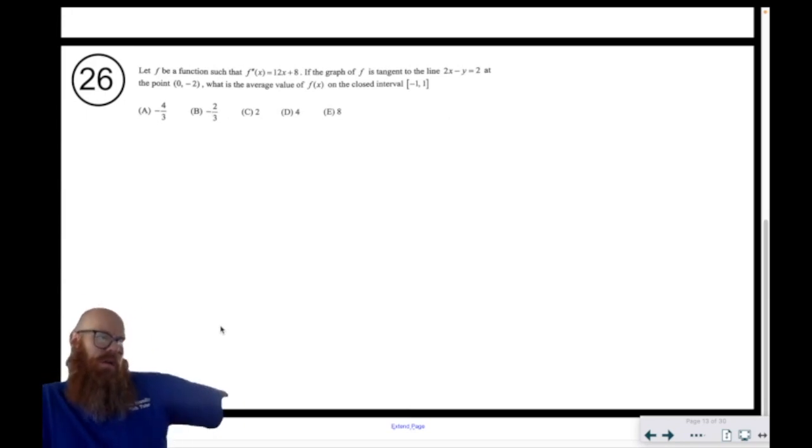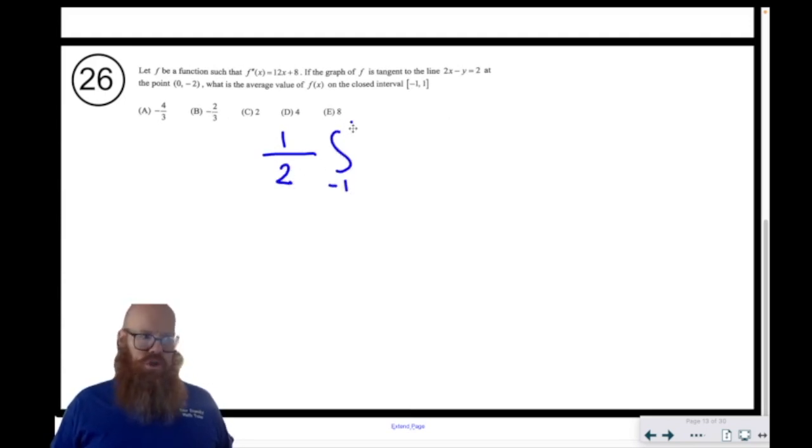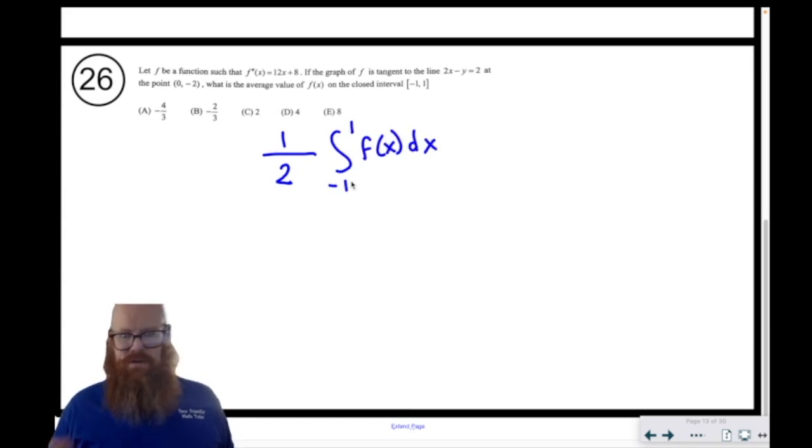Okay. So let's just start with what they're asking. They want the average value. Well, that's 1 over b minus a, so that's 1 over 2 times the integral from -1 to 1 of f of x dx. Well, I don't know f of x.